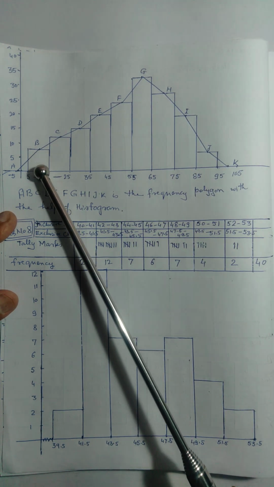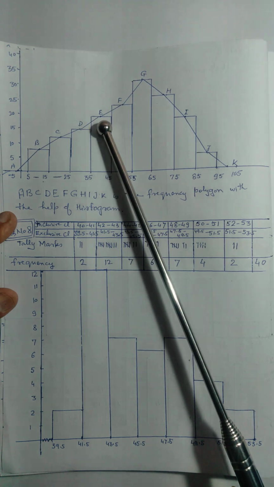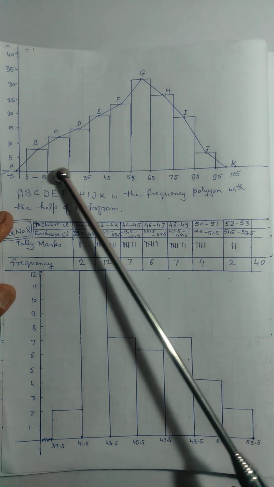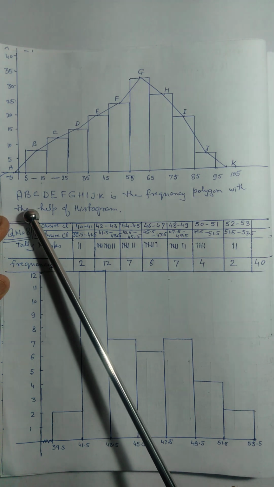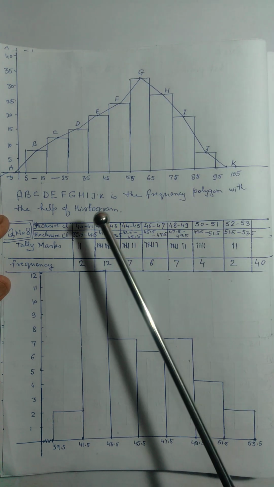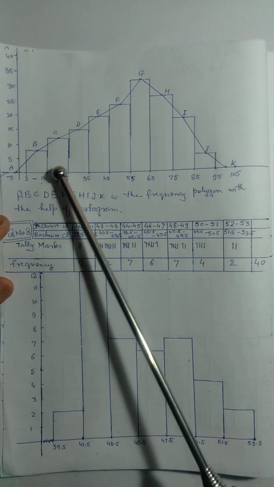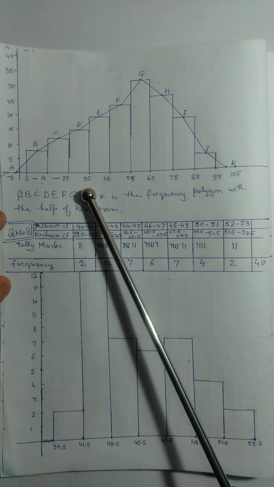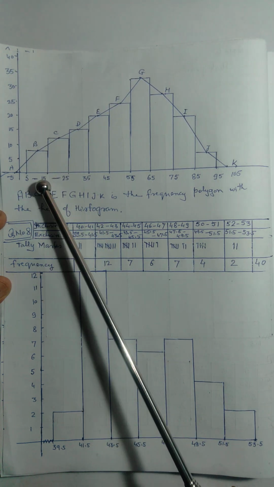And find the midpoint of each bar of the histogram. You see, I have got B, C, D, E, F, G, H, I, J, K. These are the midpoints of the different classes. So here I have written A, B, C, D, E, F, G, H, I, J, K as the frequency polygon prepared with the help of a histogram. In the previous class, the 9th class, you studied how to prepare the frequency polygon with the help of class marks.